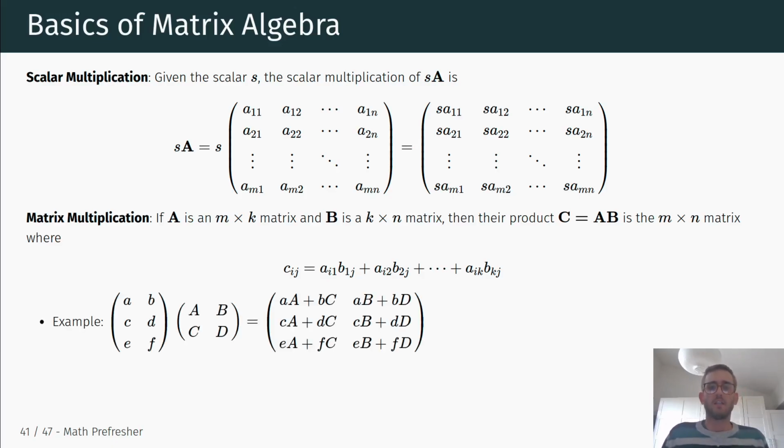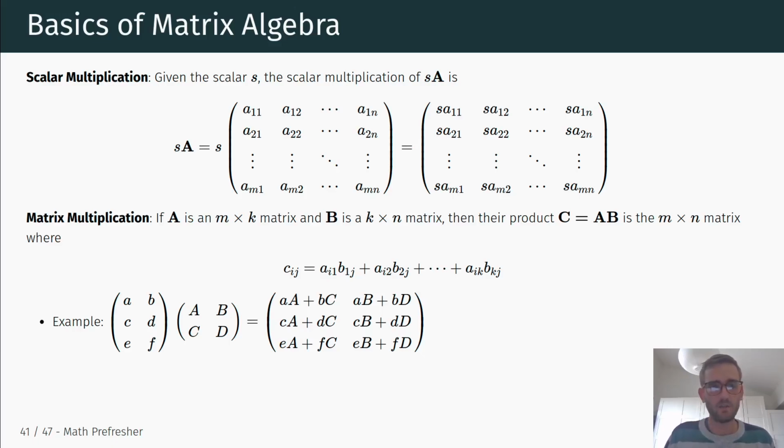So to give you a better idea of how this looks, suppose we have two matrices, A, B, C, D, E, F times A, B, C, D. Note, first we have to check whether the dimensions match up. This is a 3 by 2. This is a 2 by 2. So the number of columns here is equal to the number of rows in the second matrix, so we can multiply them. And the result will then be a 3 by 2 matrix.